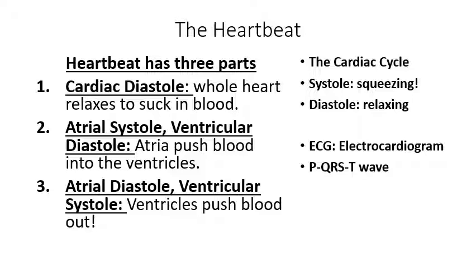Okay, so the heartbeat occurs in 3 distinct steps. The first step is called cardiac diastole. Cardiac diastole is where the whole heart relaxes to let blood in. Then we have atrial systole, ventricular diastole. So that means during the second stage, the atria squeeze the blood into the ventricles, right? The third step is atrial diastole, ventricular systole. That means that the atria relax while the ventricles squeeze and push the blood out, right? So first, cardiac diastole, the entire heart relaxes. Next, the atria squeeze, and next, the ventricles squeeze, right? So relax, squeeze the atria, squeeze the ventricles. 3 steps, and that gives you that kind of lub-dub that you hear if you listen to the heart with a stethoscope.